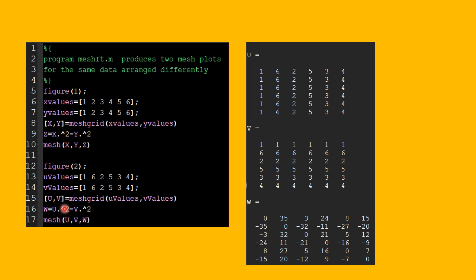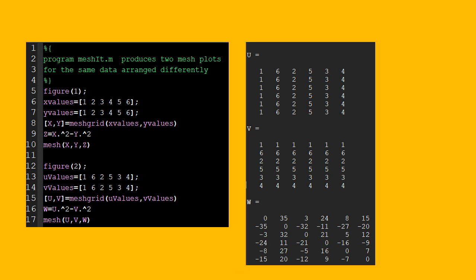Well, first of all, let's look at this line W equals U squared minus V squared. W is this two-dimensional array. And let's just look at maybe a couple entries here. Where did this 0 come from? That was 1 squared minus 1 squared, U squared minus V squared. How about this entry right here, this 0, which is in the third row, third column? That 0 came from 2 squared minus 2 squared.